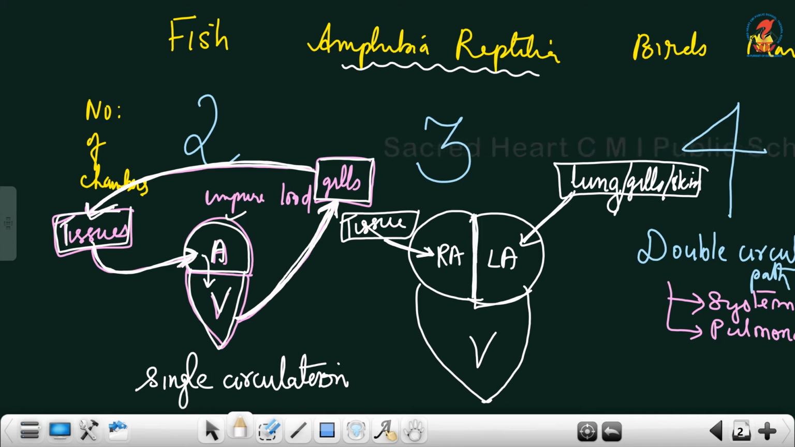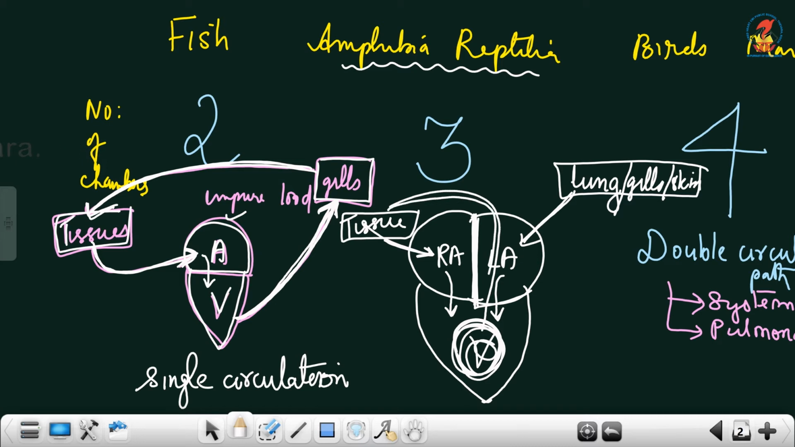Now these two chambers are separated by the interatrial septum. From these two chambers, the blood, here the deoxygenated or impure blood, and here the pure blood coming from the left atrium, gets into the ventricle, and here mixing of the pure and impure blood takes place. And from here the blood is pumped to different parts of the body. So the type of blood that is pumped to the different parts of the body is mixed blood.